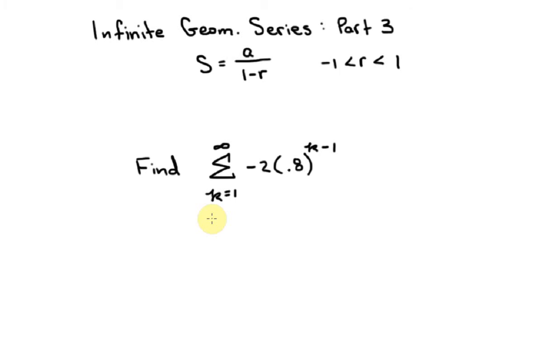All right, welcome to Infinite Geometric Series Part 3, and this is the final installment on Infinite Geometric Series, the final example. You can see I've written the formula for an infinite geometric series here, with the little restriction that r has to fall between -1 and 1.